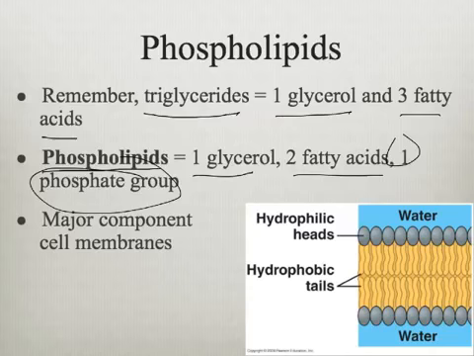Okay, so I want to draw your attention to this picture over here. It turns out that phospholipids are actually the main component of cell membranes. We said on the other slide that cholesterol is also found in cell membranes, but phospholipids are the main component. And the reason has to do with the fact that they are half polar, half hydrophilic, and half nonpolar, half hydrophobic.